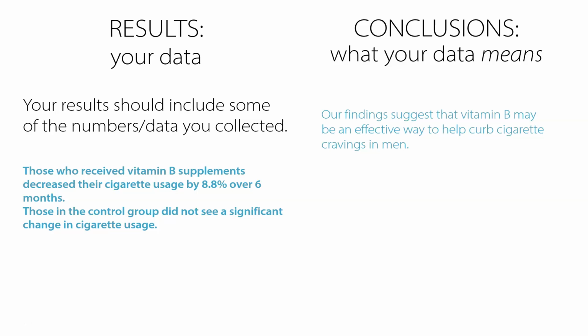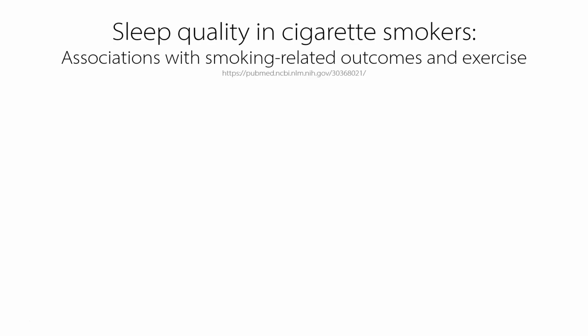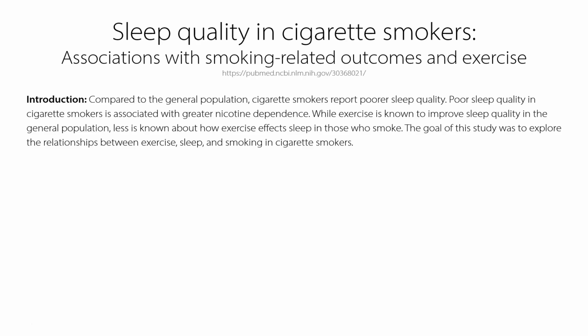This was a made-up example, but now let's look at a real example. In this article titled Sleep Quality in Cigarette Smokers, Associations with Smoking-Related Outcomes and Exercise, they introduce that cigarette smokers have poorer sleep quality, which is associated with greater nicotine dependence. They also explain that exercise improves sleep quality. So their goal is to explore the relationship between exercise, sleep, and smoking.